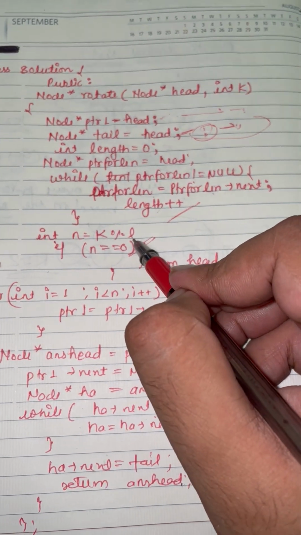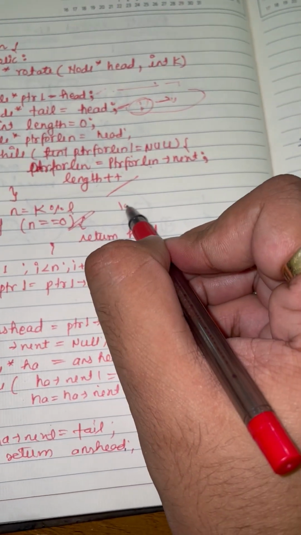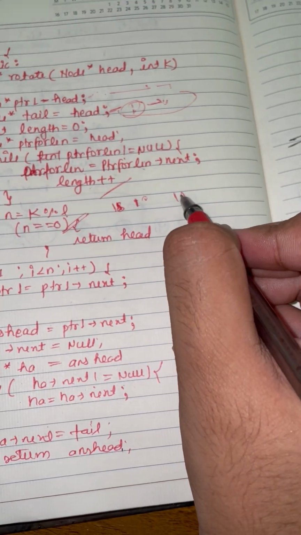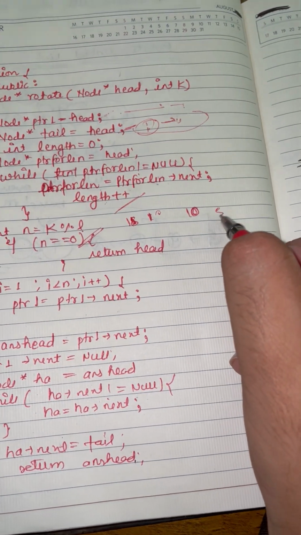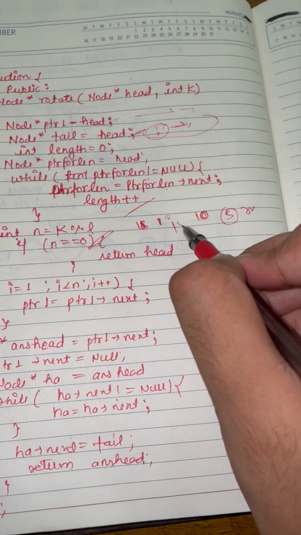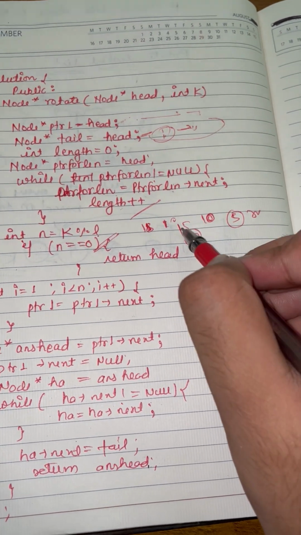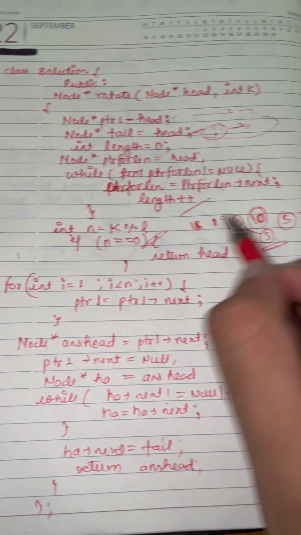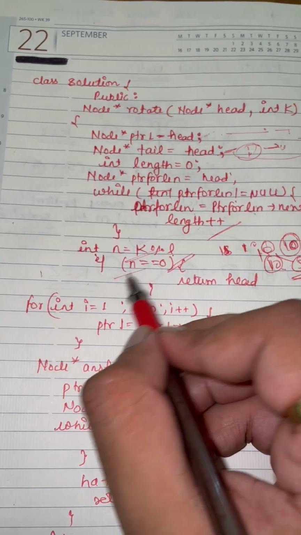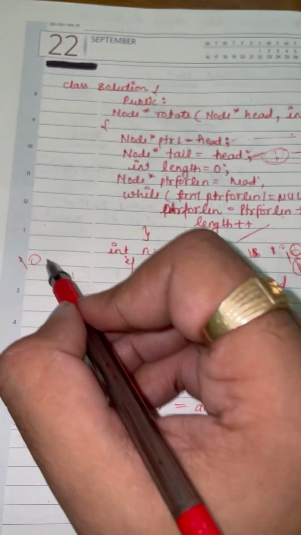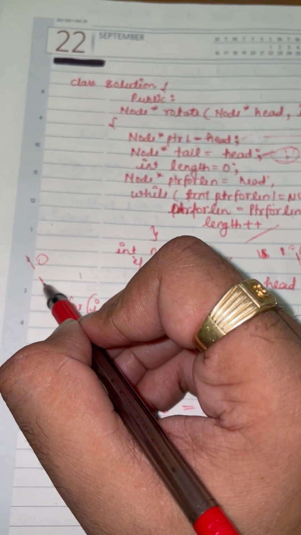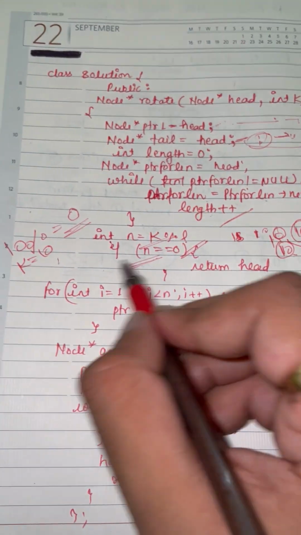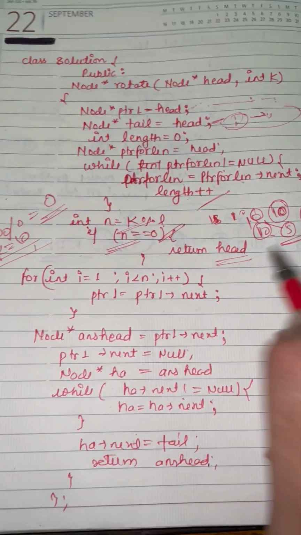I have already explained why we have taken the mod. Suppose k is given as 15 and the length is 10. Only 5 rotations matter, because after 10 rotations the linked list will remain the same. Now suppose n is 0, it means the linked list size is 10 and k is 10, we take the mod, and the remainder is 0. It means no rotations are required, so we simply return the head.